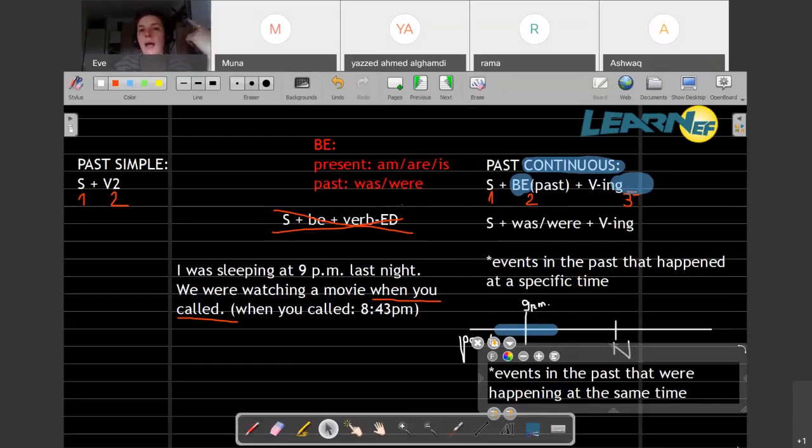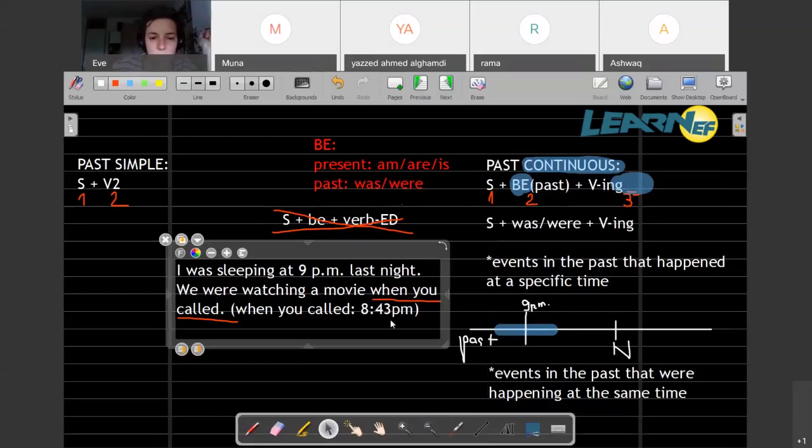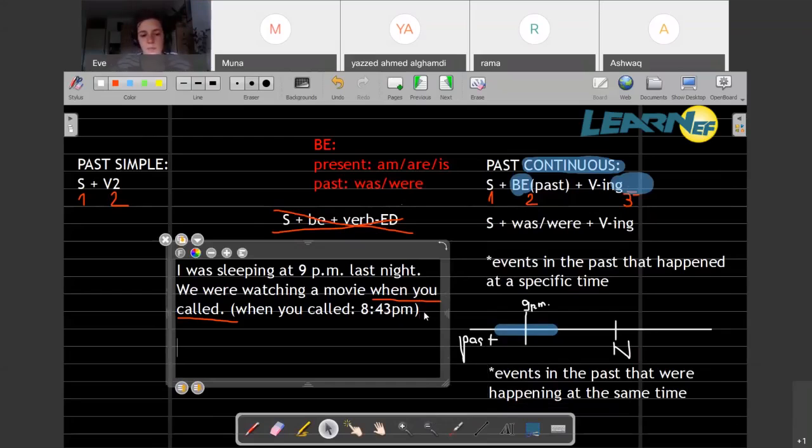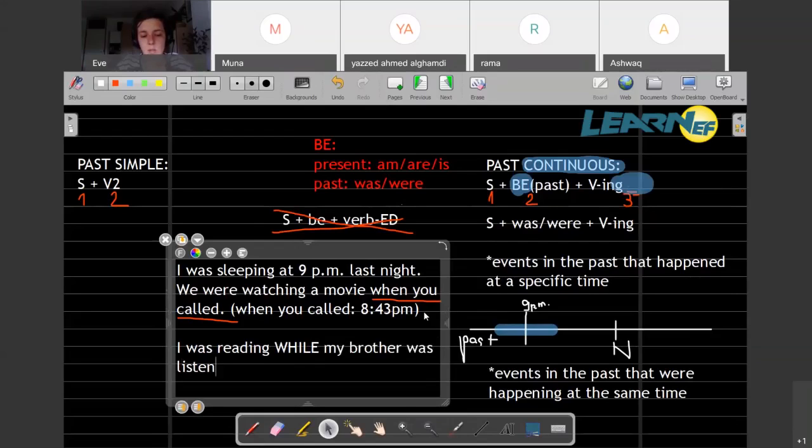I woke up, I brushed my teeth, I had my breakfast, I went to work. It happened 1, then 2, then 3, then 4. This is when they happen at the same time. Meaning, I was reading while my brother was listening to music, right? These two activities were happening at the same time.